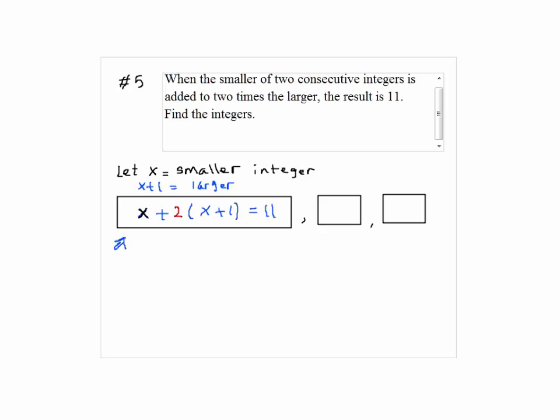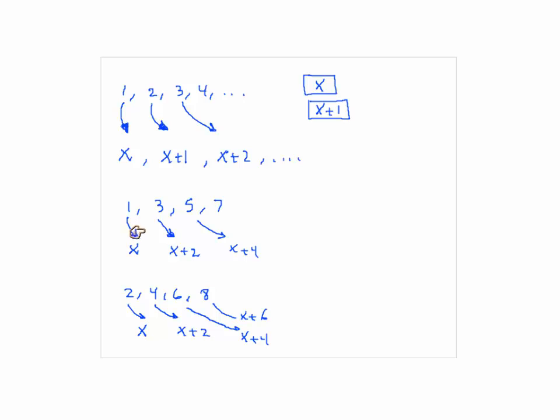If these were even or odd integers, then the first number would be x, the next one would be x plus 2 instead of x plus 1. Remember, if they're odd or even integers, the second integer would be x plus 2.